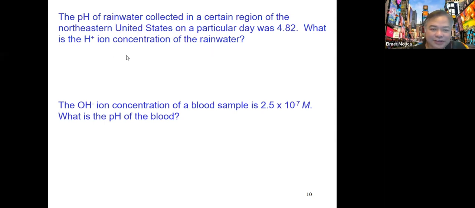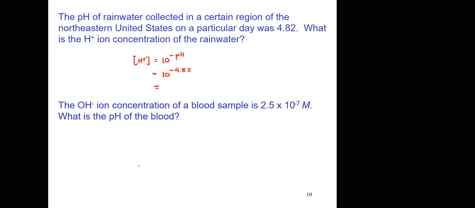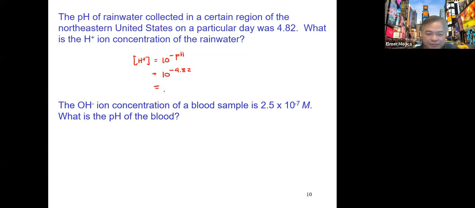So here, how do we do this? This one, right? So all we need to do is 10 raised to negative 4.82, and that is equal to what? What is the value? 1.5 times 10 raised to the negative 5. So 1.5 times 10 to the negative 5. Now, if we follow the significant figures here, for pH, the significant figures are those after the decimal. So when there are two significant figures there, your final answer here should have two. Okay? Now how about this one?